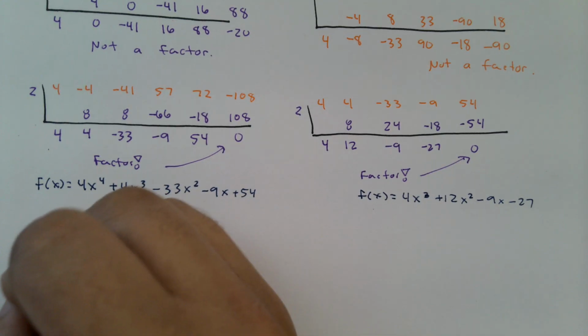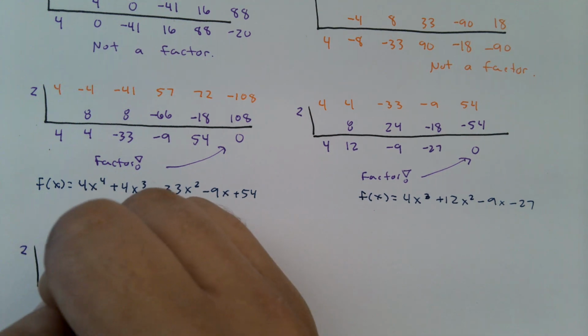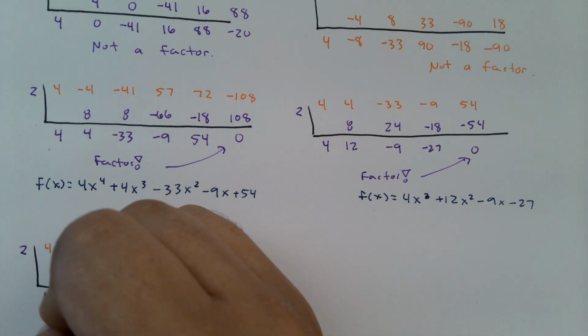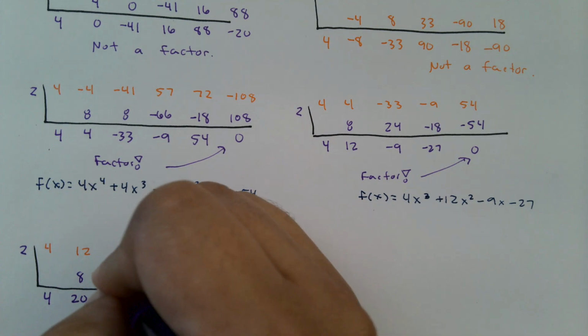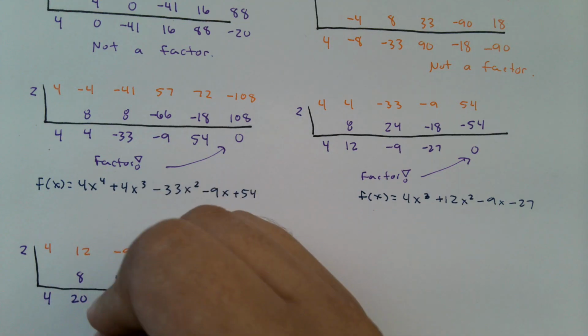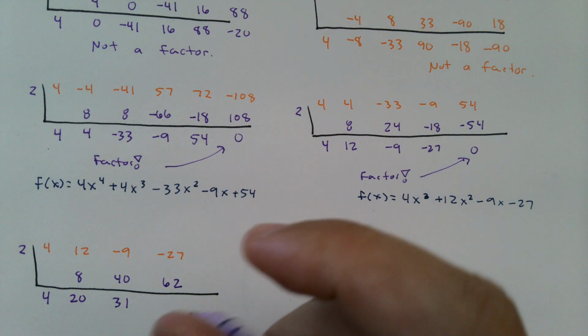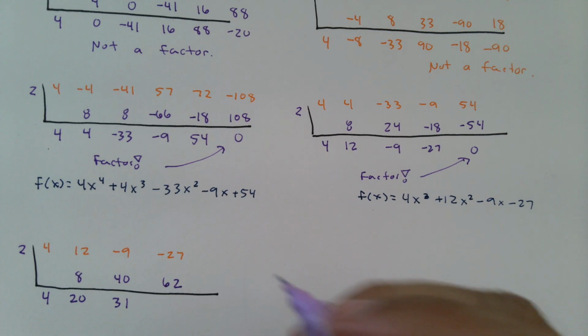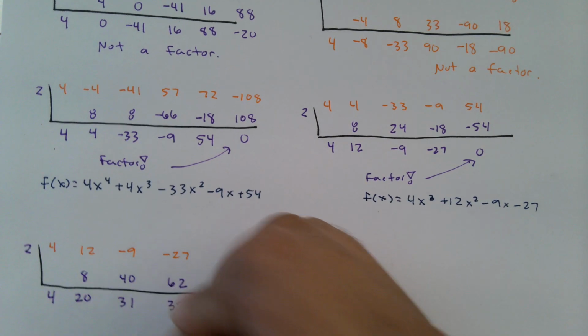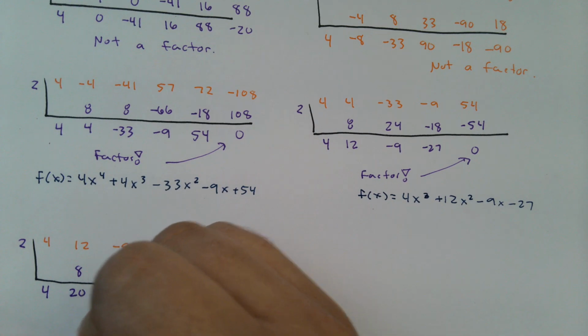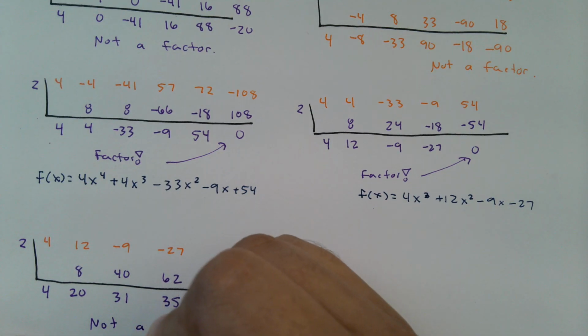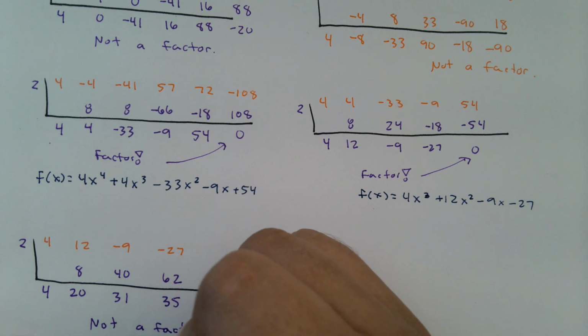2. To bring the 4 down, 2 times 4 is 8. 12 plus 8 is 20. 2 times 20 is 40. Negative 9 plus 40 is 31. 2 times 31 is 62. Negative 27 plus 62 is definitely not 0. So not a factor, because the remainder is not equal to 0.